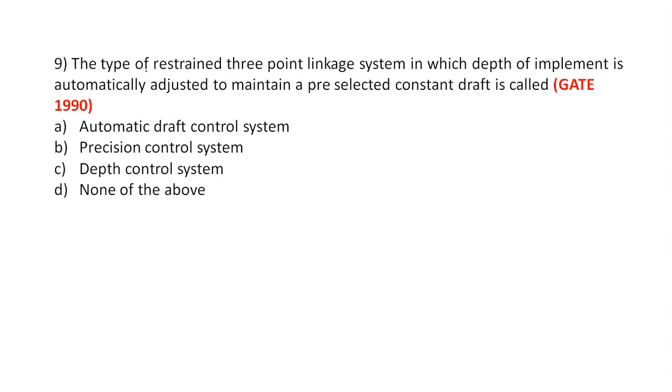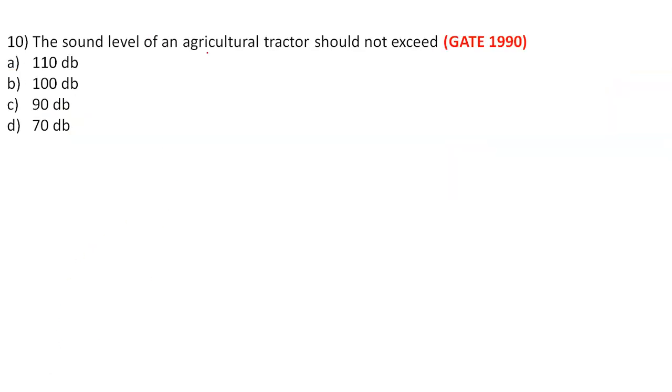Next question. The type of three-point linkage system in which depth of implement is automatically adjusted. It is automatically adjusted by automatic draft control system, to maintain a pre-selected constant draft, is called automatic draft control system. So precision not, depth control not. So next question. The sound level of an agriculture tractor should not exceed 90 decibel. So this is a wrong answer.